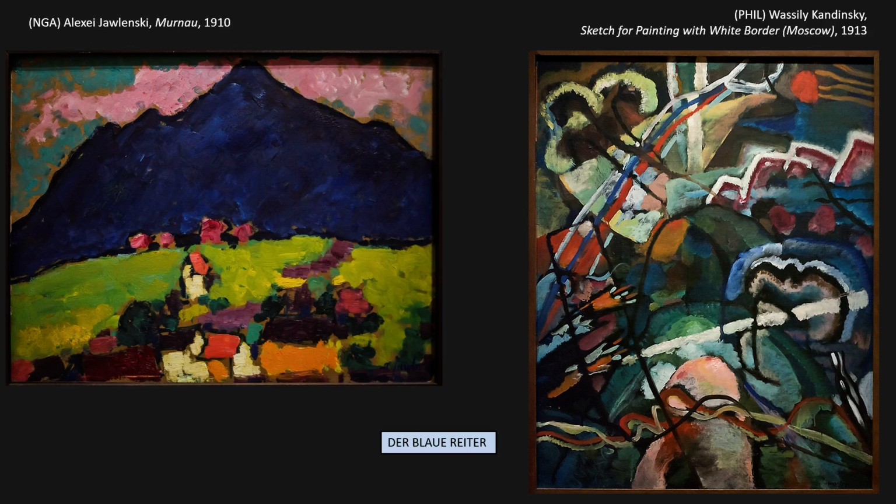This is a tiny picture. When I was just back on Friday at the NGA, it's only about maybe 12 inches across. He came to Munich from Russia about the same time as Kandinsky, 1896, so it's the same year. The two of them are part of the NKVM, and the two of them break off. And Jelensky follows Kandinsky into the Blue Rider group.